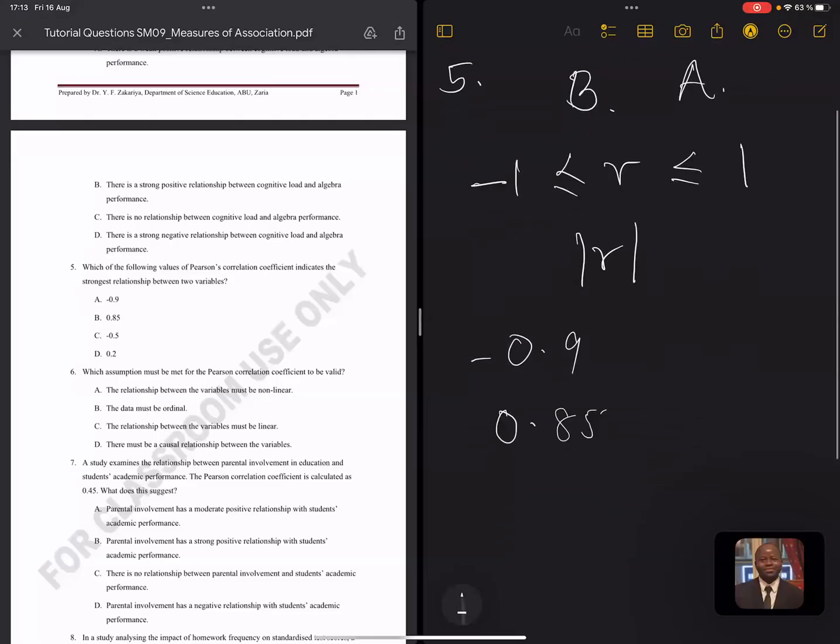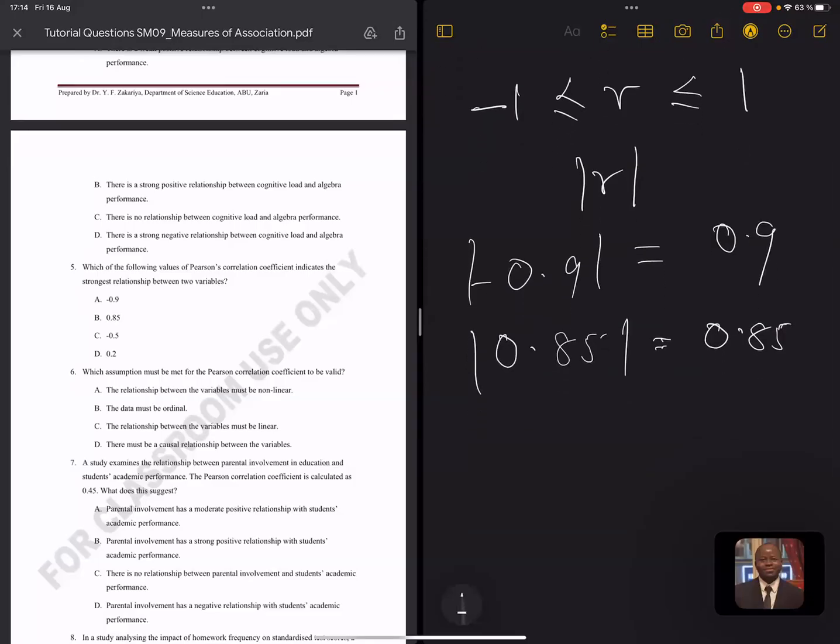What if we take the absolute value of the two of them? The absolute value of -0.9 will give us 0.9, and the absolute value of 0.85 will give us 0.85. Okay? So which of these two is the closest to 1? Is it A or B? A, sir, because 0.9 is greater than 0.85. So the correlation coefficient which is strongest is A, -0.9.